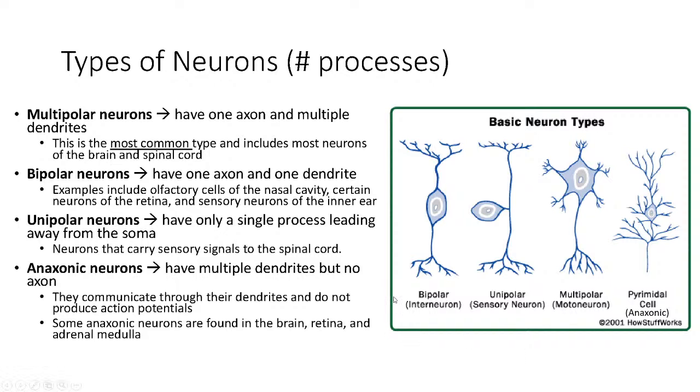It's working great now. All right, so yeah, the anaxonic. An means without or not. So there's no axon for these anaxonic neurons. That includes the pyramidal cells, which are located largely in the cerebral cortex. And so they actually communicate through their dendrites, but they don't produce action potentials. Some anaxonic neurons are found in the brain, especially in the cerebral cortex, the retina, and the adrenal medulla.